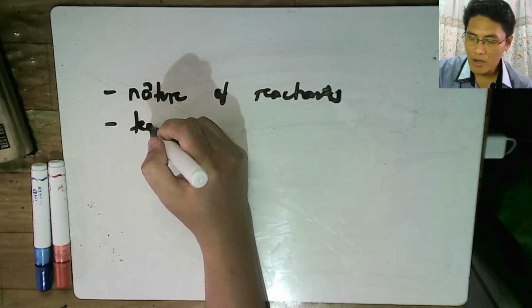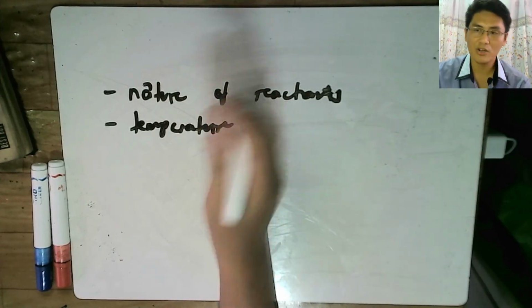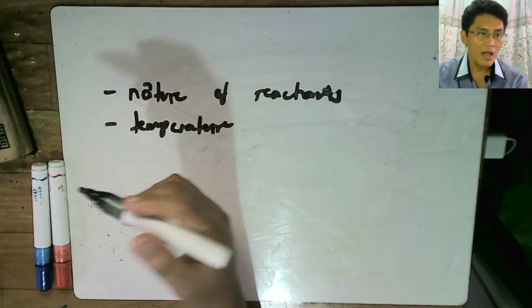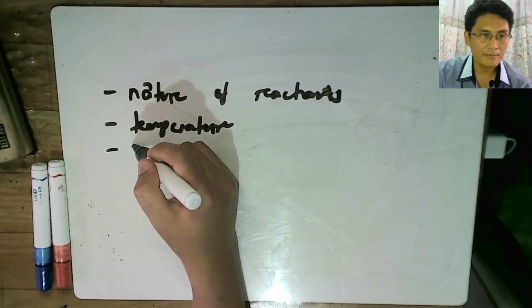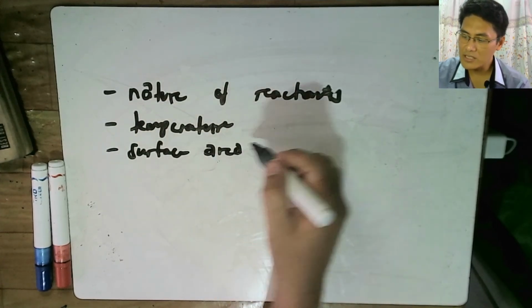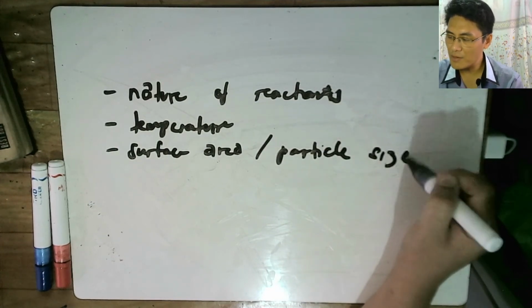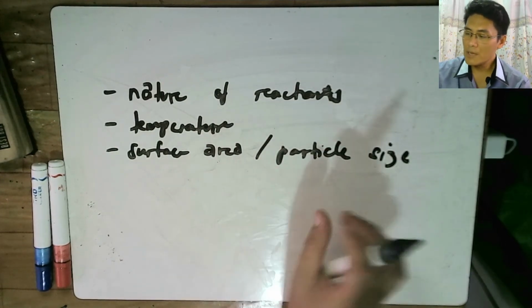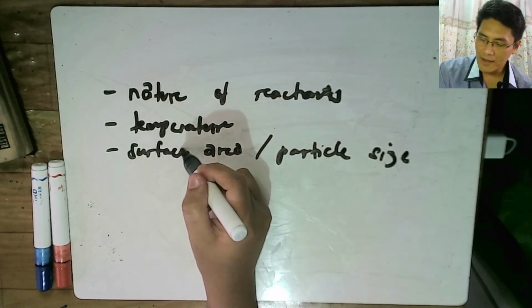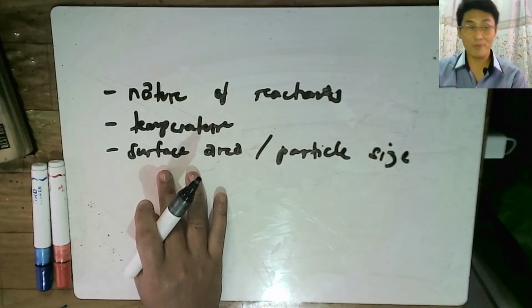And then the second one is the temperature. Again, the higher the temperature, the faster the rate of reaction, because that means more energy to overcome the activation energy. And then you have the surface area of the reactants or the particle size. Take note that this is a little bit confusing because particle size and surface area are opposite. Bigger particle size means less surface area, and smaller particle size means more surface area exposed, right?